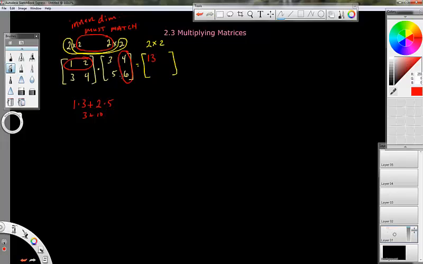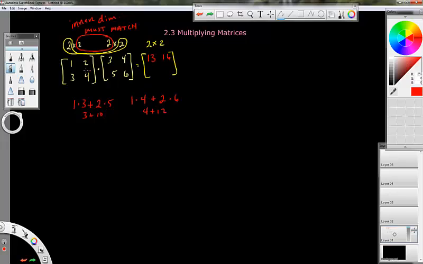All right? So that is going to be 1 times 4 plus 2 times 6. Again, this row times this column. You can see the 1 and the 4 and the 2 and the 6. So that's going to be 4 plus 12, which is 16. Now, I ask you, just let your gut tell you, how do you think you get this entry right here?